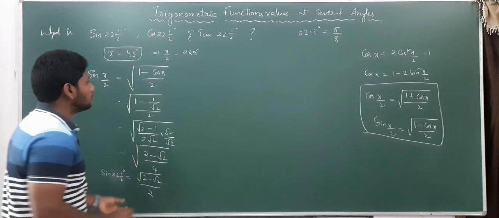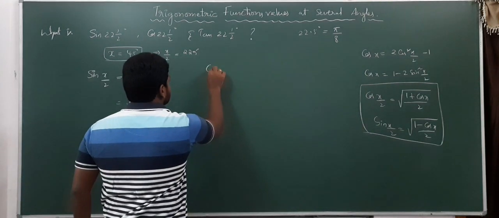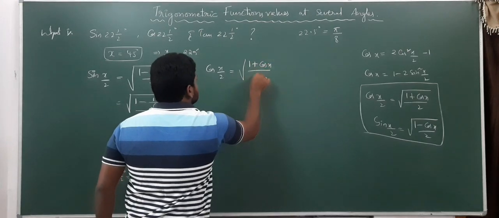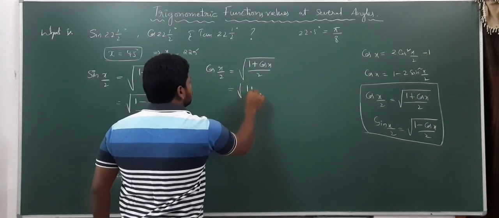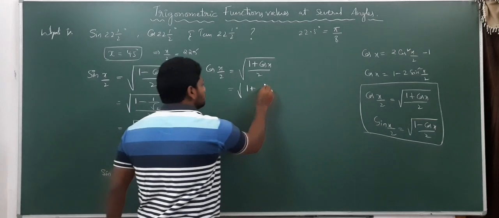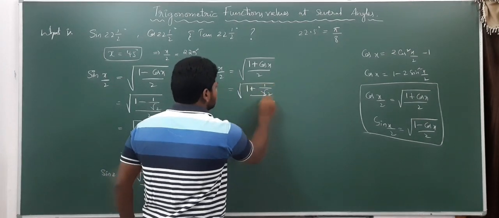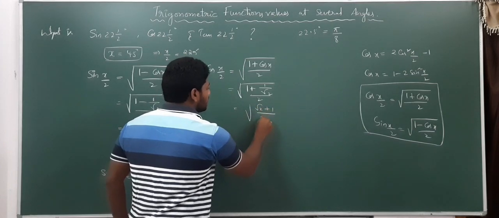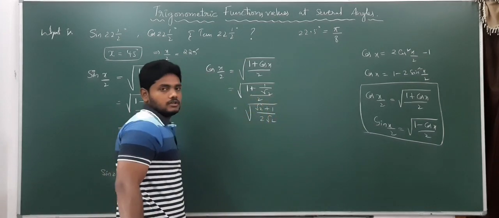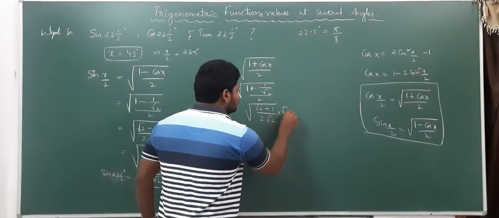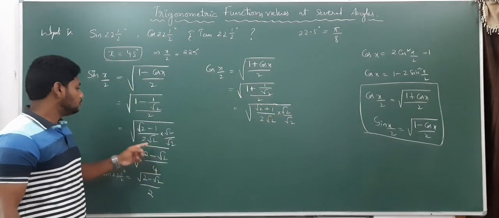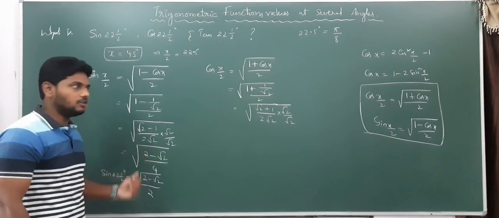Now same like this, how to find cos x/2? Cos x/2, you know that square root of (1 plus cos x)/2. So square root of 1 plus, what is cos x? Cos 45, what is that? 1 by root 2, divided by 2. So it will become (root 2 plus 1)/(2 root 2). Again you multiply and divide by root 2 here. Why are we multiplying and dividing by root 2 here? To eliminate square root in denominator.